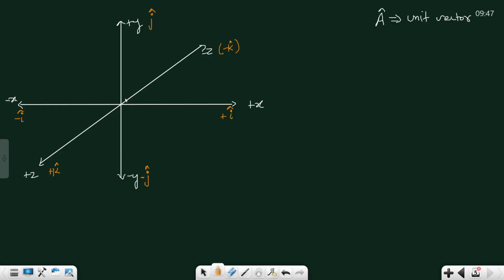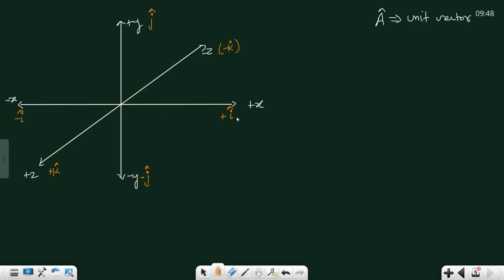You have to remember this, that whenever you talk about the axis, you have to take this direction. Okay, और unit vector ऐसे ही रहेगा, plus i, plus j, plus k. In the same way, minus i, minus j, minus k. Clear? Is it clear? Yes sir.